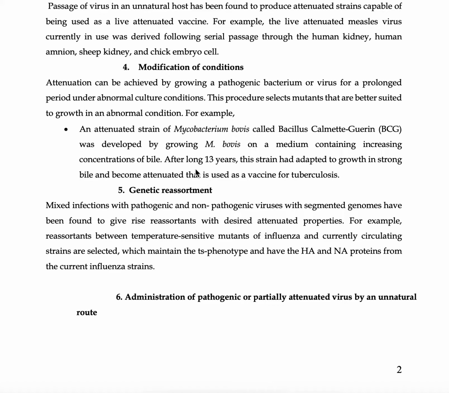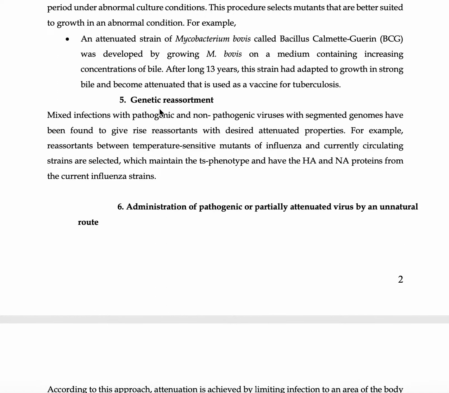So after a long 13 years, this strain of M. bovis had adapted to growth in strong bile and become attenuated. And that is used as a vaccine for tuberculosis. It took a long 13 years. Wow. Then another approach, genetic reassortment.